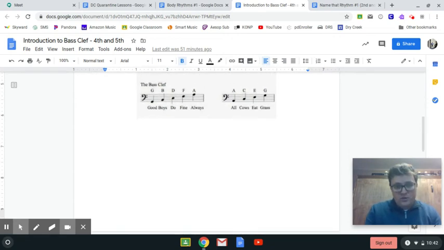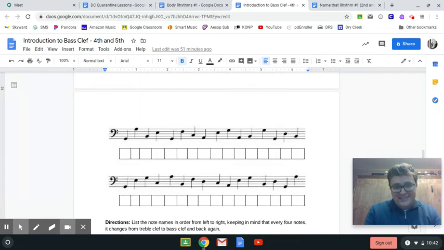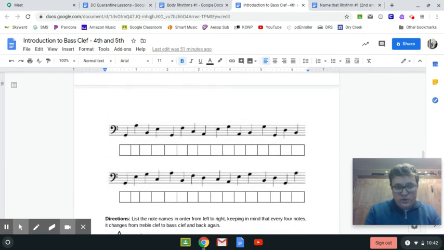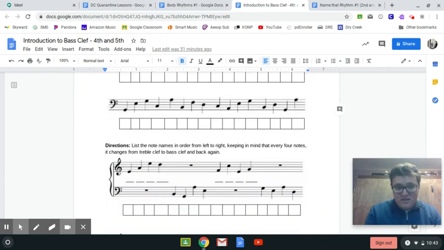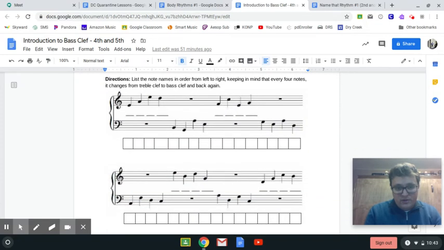So what are we going to do? Well, this is almost identical to your previous assignment, except now we're dealing with bass clef. So here you're going to put the note names in the boxes as you go along for these bass clef things. That's very simple. But I added a twist. And here we have doubles. So here we have, this is called a grand staff. A grand staff is when you have treble clef on top and bass clef on the bottom, because it's bigger, it's grand.